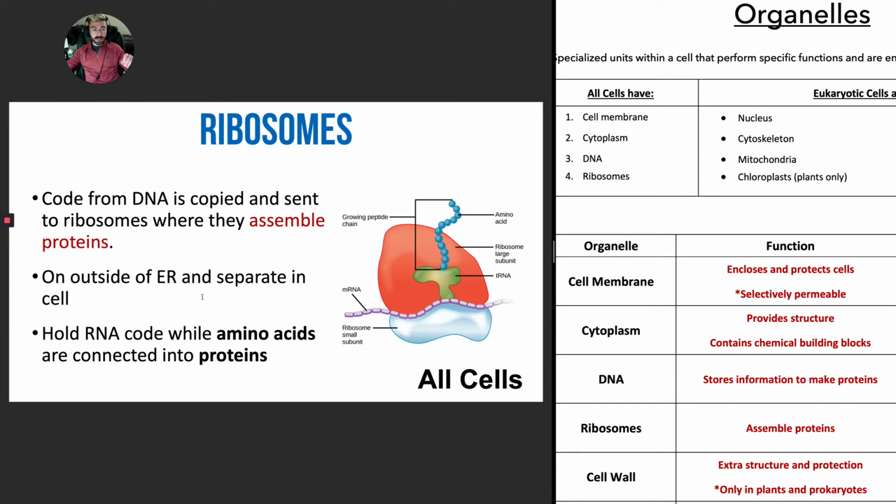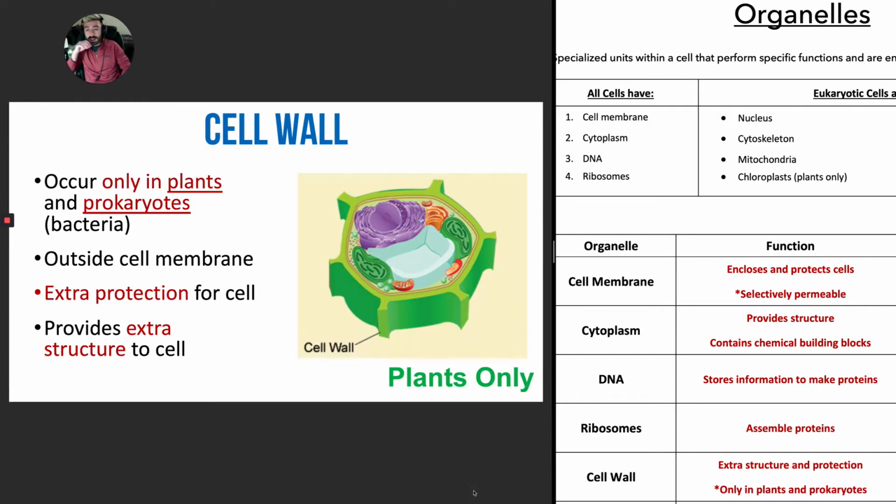Now, it says it's on the outside of the ER, which we're going to talk about very soon, and they separate in the cell. We're not necessarily going to talk about RNA too much. There's RNA and DNA, but the long and short of this, the most specific thing I want you to know is that ribosomes assemble proteins. So those are the 4 things that all cells have. But there's a lot of other stuff too. And so we're going to keep on going.